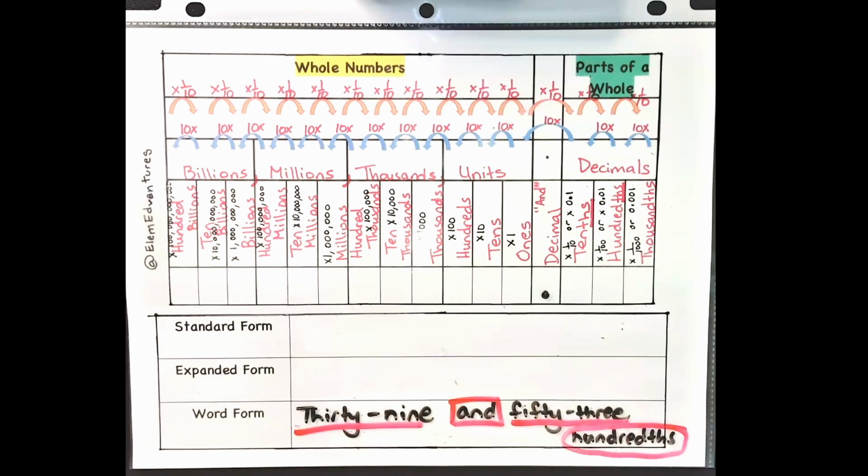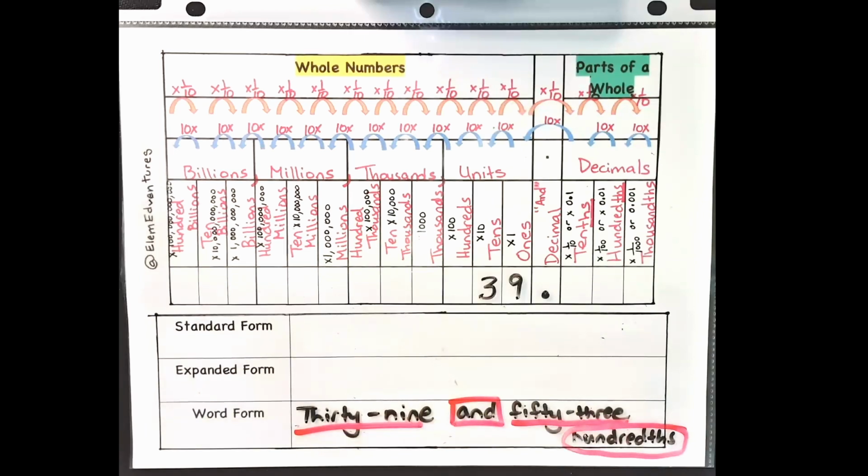Let's go ahead and start from the left and work our way to the right. First, I have 39. I know 39 is going to be on the whole number side of the place value chart because it comes before the word "and." 39 means I have 3 tens and 9 ones.